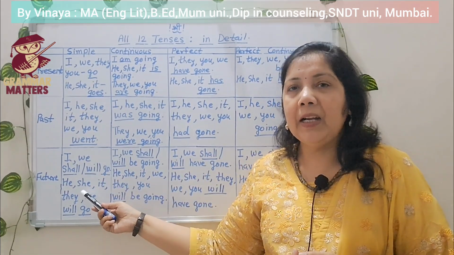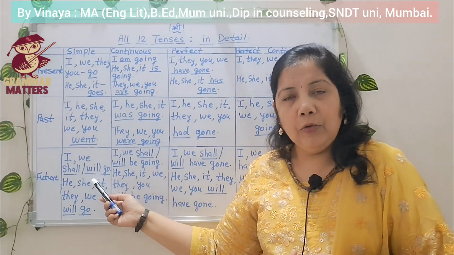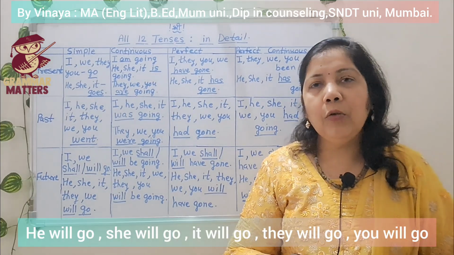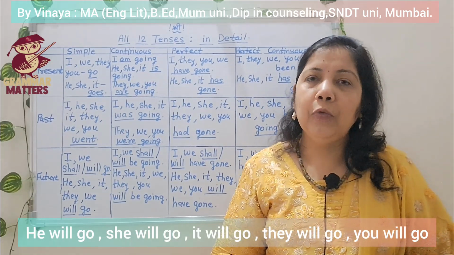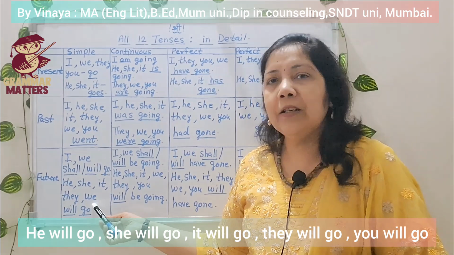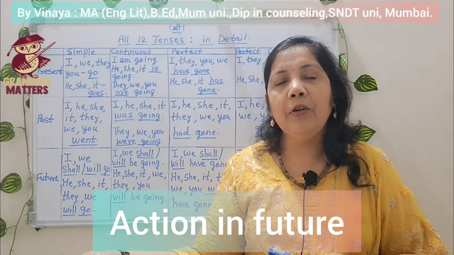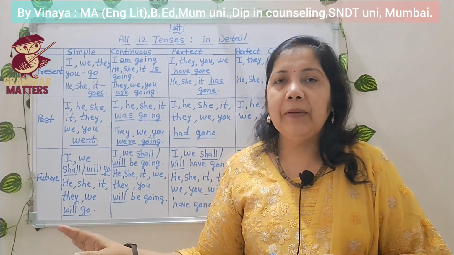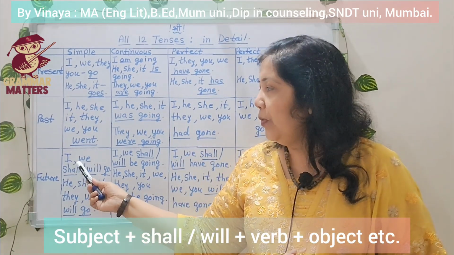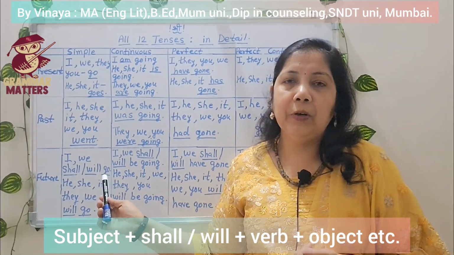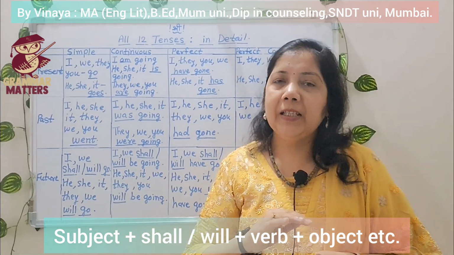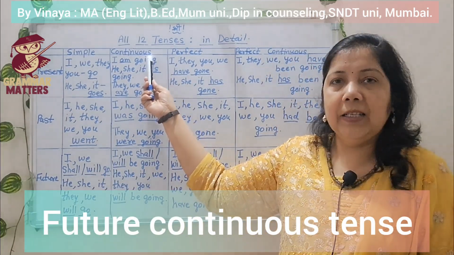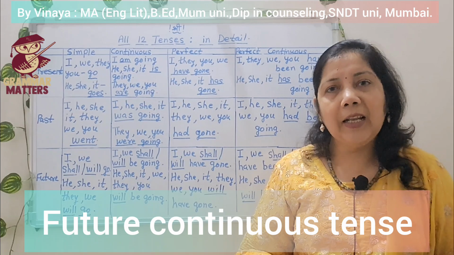Okay, let me read separately. I shall go or I will go. We shall go, we will go. Next 5, only will. He will go, she will go, it will go, they will go, you will go. And this tense is used when the action has to be done in future. It is simple future, only the action has to be done in future. Structure: subject plus shall or will plus main verb plus object, etc. That is the structure. Now the next, second kind, future continuous tense.